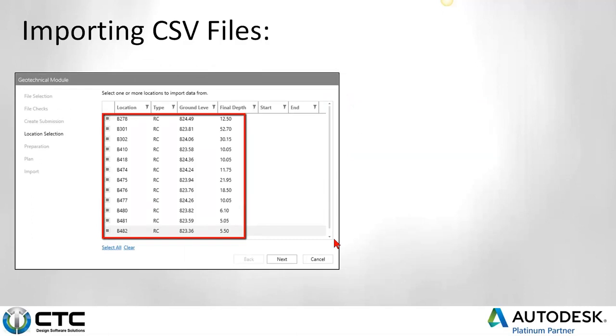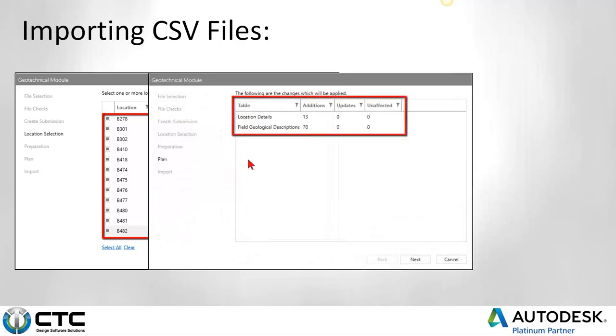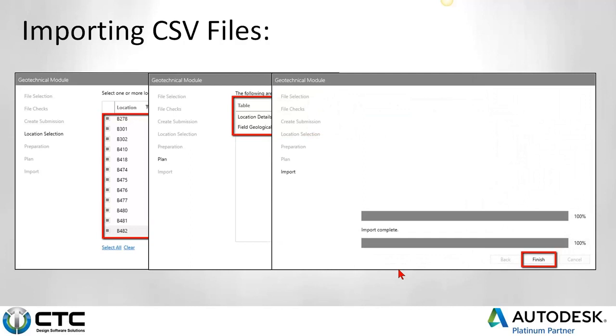And then it'll give me a quick explanation, and it'll say, hey, look, you have 13 boreholes, B278 all the way down to B482. They're all of the same type RC, the ground level that they're shot at, and how deep they are. And of the 13 locations, there's actually 70 different levels of detail in there. So roughly about 5 different levels per borehole. Go ahead and say next, and then you just say finish.